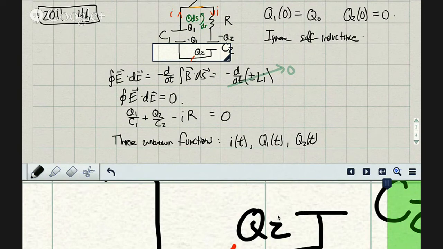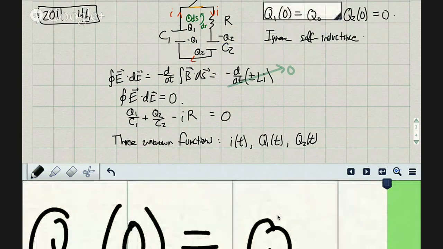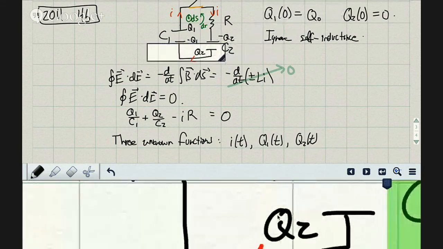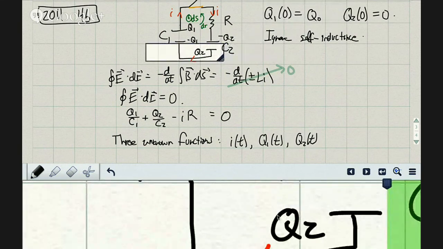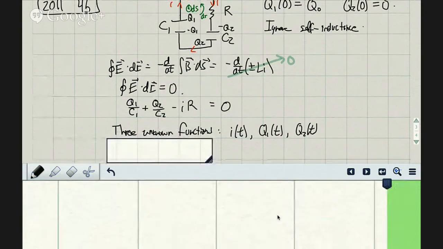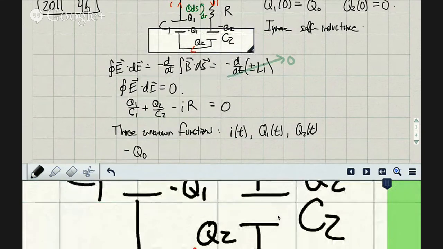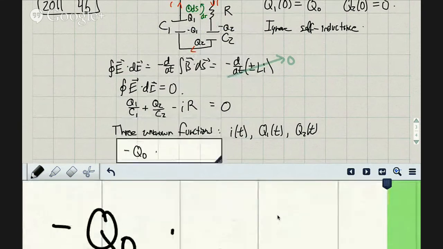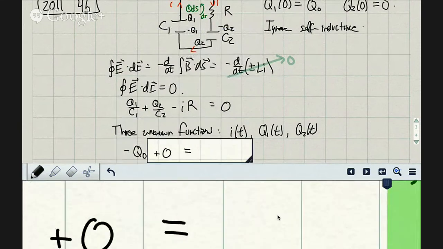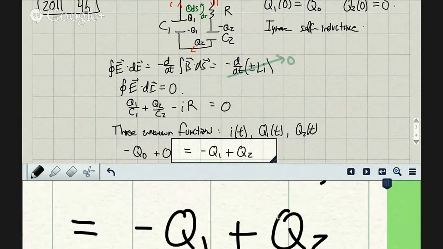In other words, initially, what's the charge on this bottom strip of the circuit? That initial charge was given to us in the problem. We said that Q1 has an initial charge of Q0, and Q2 is initially uncharged, right? So this is conservation of charge on that bottom strip. We have negative Q0 since we have the minus plate down here, plus 0 must be equal to negative Q1 plus Q2.